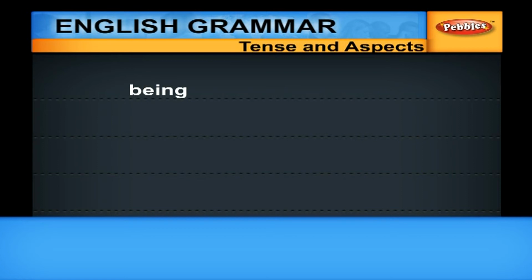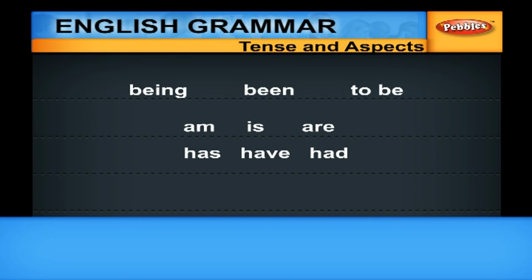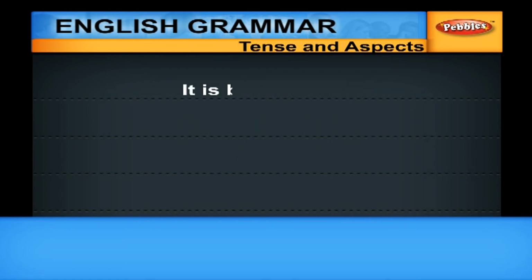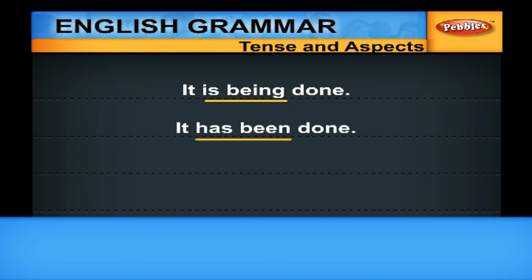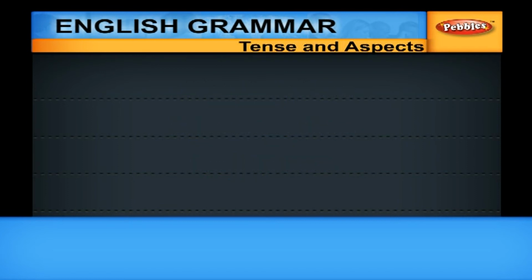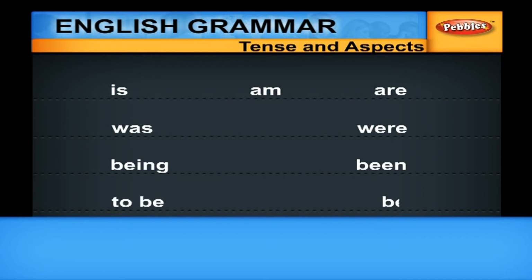Remember, being, been, to be are secondary auxiliaries, and they need another helping verb like am, is, are, has, have, had. It is being done. It has been done. It will be done. To sum up, is, am, are, was, were, being, been, to be, and be are the be form of the auxiliaries.